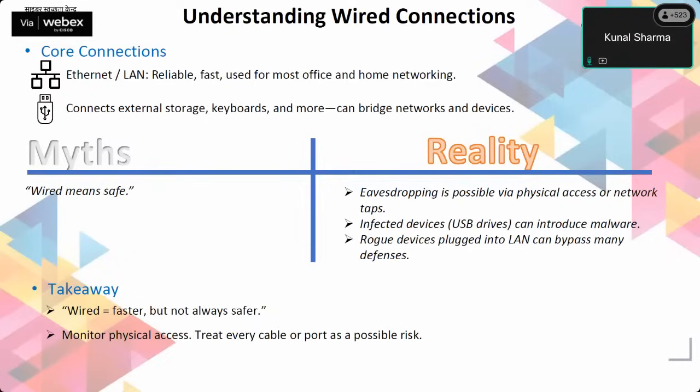We should monitor it as aggressively as we are monitoring wireless traffic. So we have to monitor the physical access and treat every cable or port as a possible risk, and then mitigate it, as I'll show you in the next slides.